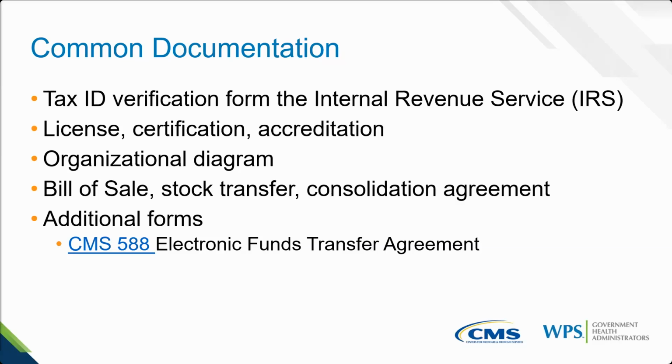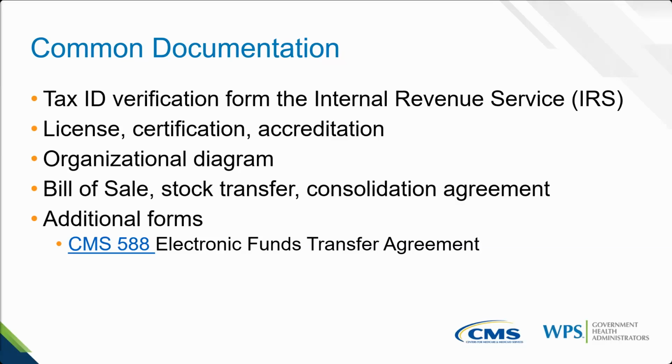Organizational diagrams, we talked about that. If you're reporting any entity in Section 5, we do need that organizational diagram. If you have a change of ownership, we need to see a bill of sale, a stock transfer, or in the event of a consolidation, we need to see an agreement. That's just going to confirm information that's reported on the application. It also helps us identify if it's a true change of ownership, a merger or acquisition, or a consolidation. Sometimes it's not clear when that application comes in. Maybe the person completing the form was unsure. This helps us solidify it. It's also information CMS is going to want to see.